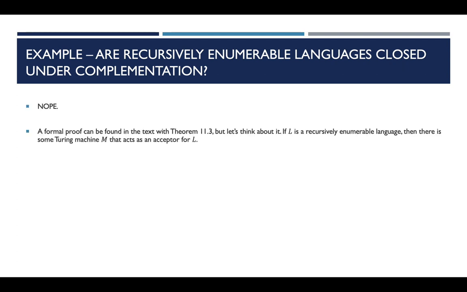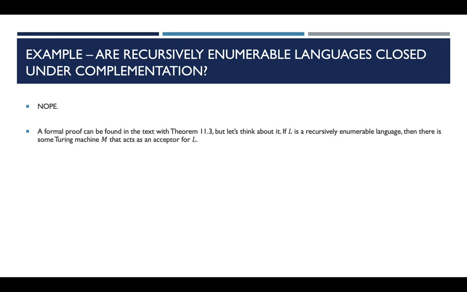So one example is the question, are recursively enumerable languages closed under complementation? What this means is if I have a recursively enumerable language and I take the complement, is the complement also recursively enumerable? No. And the formal proof of this is available in the text for theorem 11.3, but I don't want to bog you down and beat the theory to death mathematically. What I want to do is think about it at a very high level.